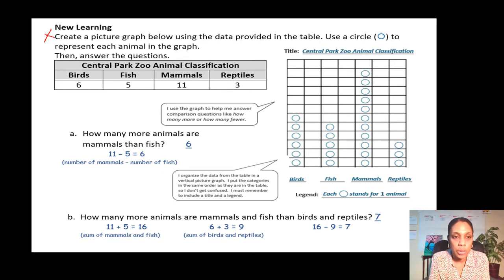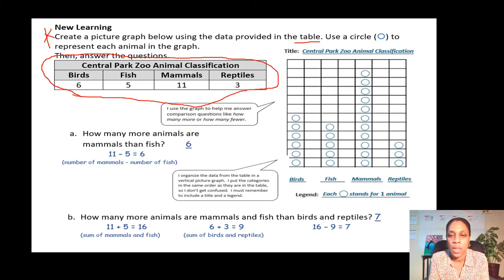Okay, so for our new learning today, we're going to be looking at making a pictograph or a picture graph. So we're going to create a picture graph below using the data provided in the table. So here is our table, and it's about Central Park Zoo animal classifications. Use a circle to represent each animal in the chart, then answer the questions. So in a picture graph, we need some information. We're gonna need a title, we need labels, and we're going to use a picture. So the picture we're using is a circle, and our picture is going to represent the number 1.